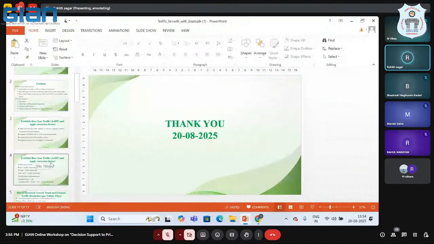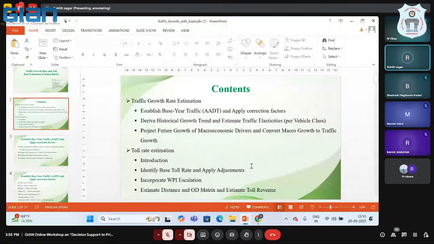I will say it in short. To estimate traffic growth rate, first we need survey data, of 1 day or 7 days. If we have survey data of 7 days, we need to convert it into ADT, that is average daily traffic, and then convert it into AADT, that is average annual daily traffic. Then we need to apply correction factors by using secondary sources data.